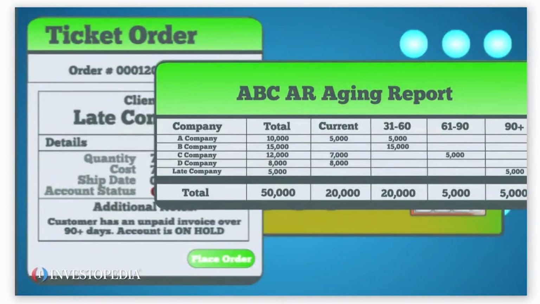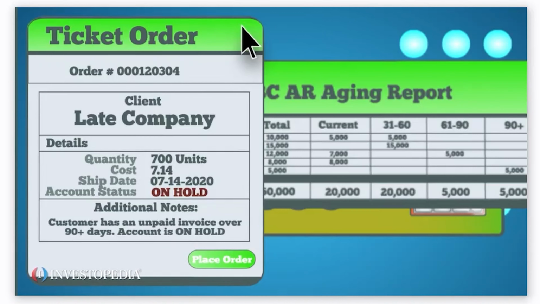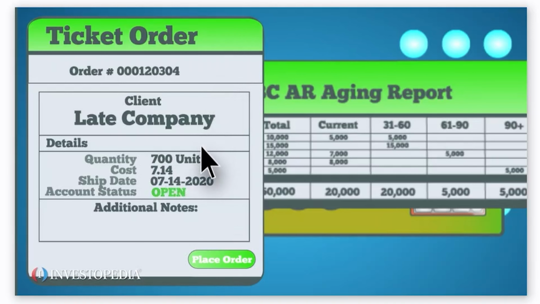Also, a company's credit department uses the accounts receivable aging report to make customer credit decisions. For instance, if Late Company places another order with ABC, the credit department may put a credit hold on Late Company's account until it pays the $5,000 invoice that is more than 90 days past due. The new order will be processed once the late invoice is paid.